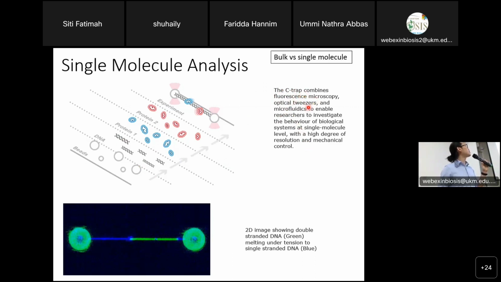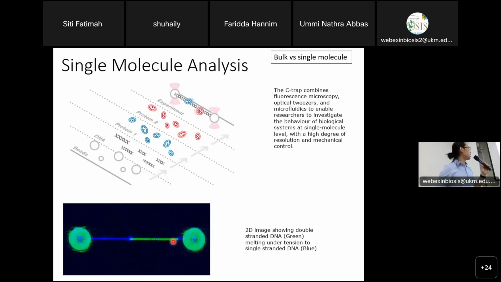It combines a fluorescence microscope, optical tweezers, and microfluidics. So basically, the optical tweezers is, so here are 2 beads. You can see here, normally it is structural beads.